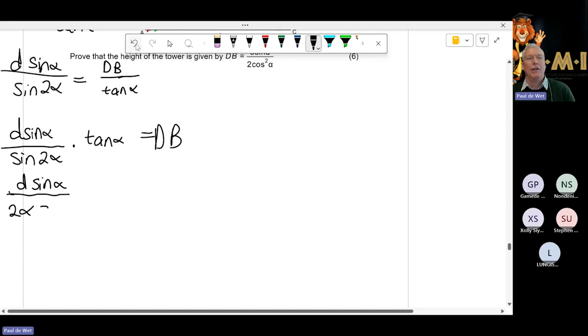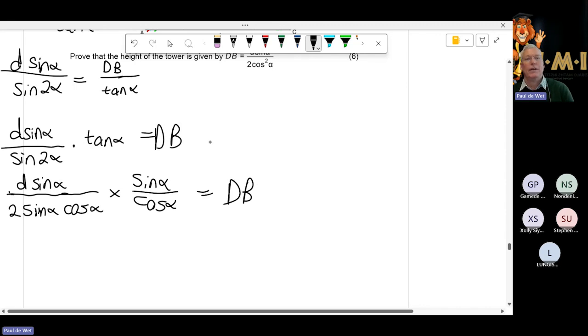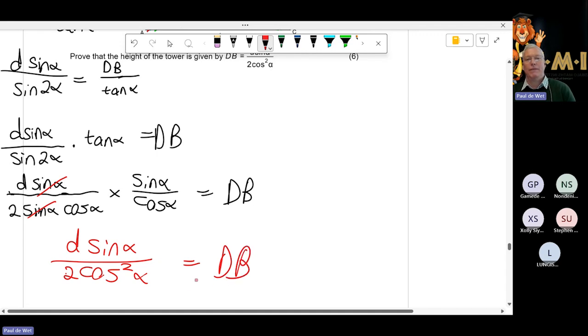So this is now our double angle. Sine of 2 alpha is 2 sine alpha cos alpha, times sin alpha over cos alpha. So tan is sine alpha over cos alpha. And sin alpha will divide sin alpha. Then what we're left with is D sin alpha over 2 cos squared alpha. Well done.